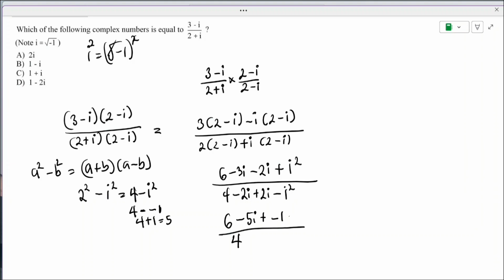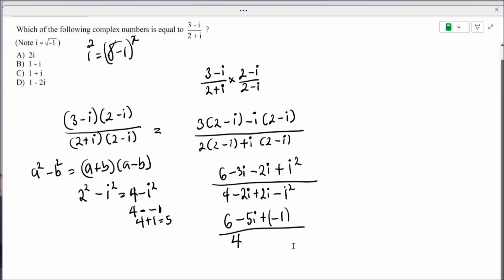You can put this in brackets. You have minus 2i plus 2i. You owe 2, you have 2. If you pay the 2 you owe with the 2 you have, you would have nothing left. So minus 2i plus 2i gives you 0.